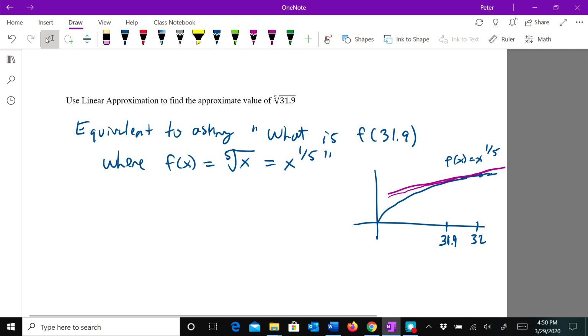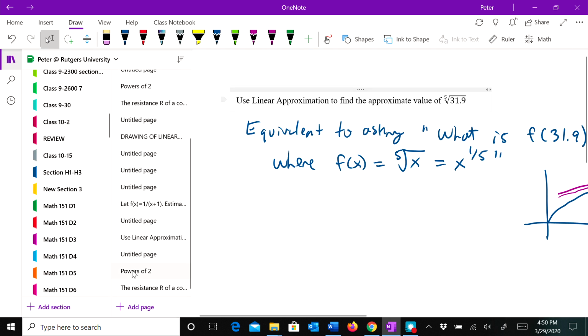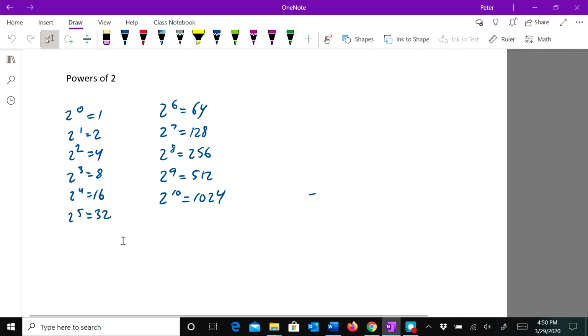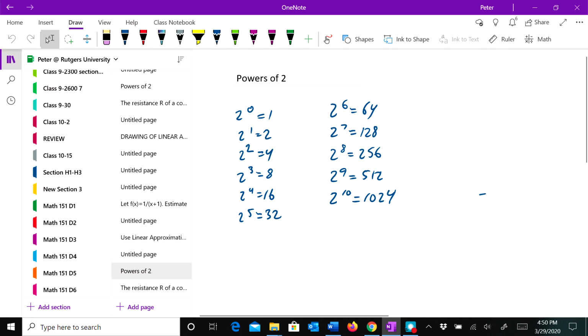Now, how do I know that 32 is a good number to use? Well, the fact is that many of you I know are going to be computer science majors, and you should simply know the powers of 2. You should know them up to 10, really. So 2 to the fifth is 32, so we know that 32 is a number for which we have a really easy fifth root. I put that up there because these are numbers that you should really know.